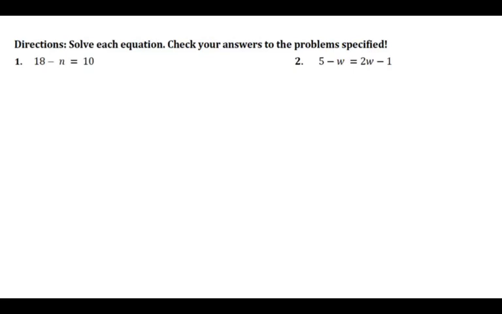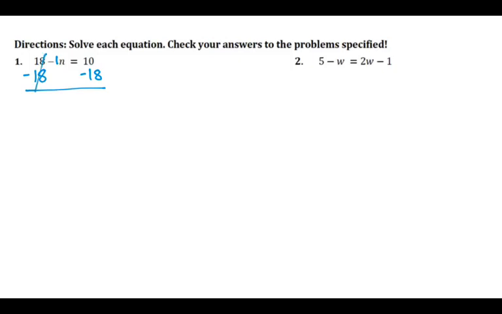So for number 1, I have 18 minus n equals 10. Now if there is no number in front of your variable, it's like having a 1 there. So I'm going to go ahead and put the 1 there so I can see it. From there, I want to get rid of everything around my variable, so I'm going to start by moving the 18. Now, when I am trying to get rid of the 18, I first need to ask myself, is that 18 positive or negative? If I look at my problem, my 18 is positive, so in order to get rid of it, I want to subtract, because I always want to do the opposite.